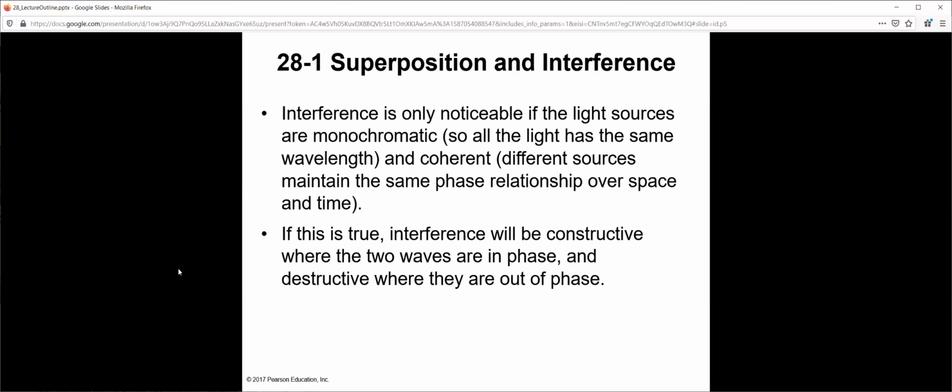Interference is only really noticeable if the light sources are monochromatic, meaning they're the same wavelength or the same light, and coherent, meaning different sources maintain the same phase relationship over space and time. So you notice interference patterns if, let's say, both lights are red and both lights essentially go through the same medium. If cases 1 and 2 are true, interference can be constructive when the waves are in phase or destructive when they're out of phase.